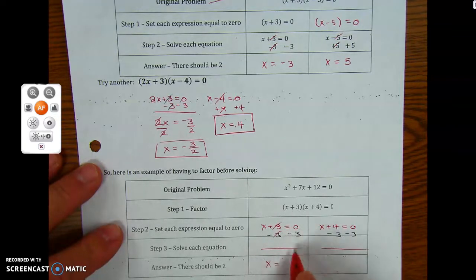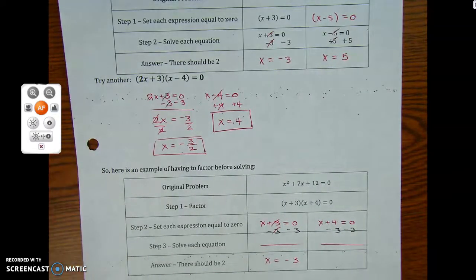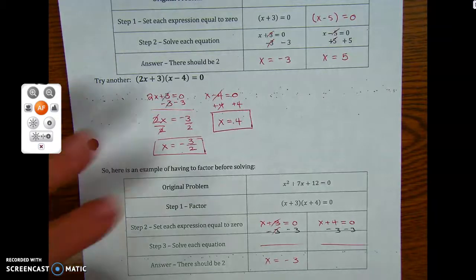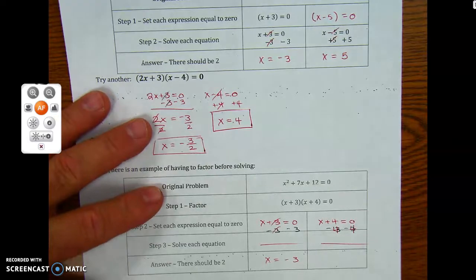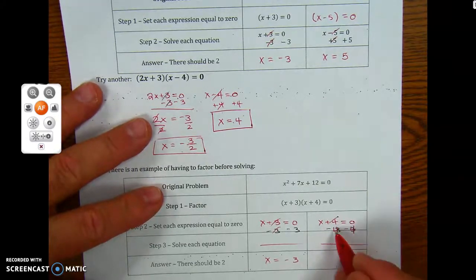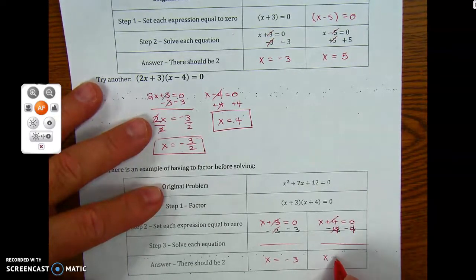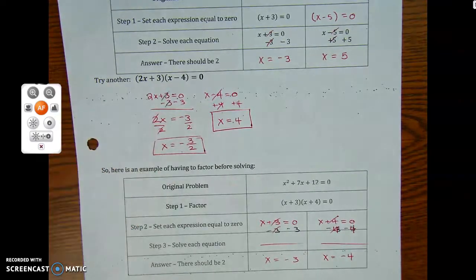So, x equals 0 minus 3, that's -3. And, oops, sorry. What a silly mistake that was. This should be -4, shouldn't it? Okay, fix that. X equals 0 minus 4, which is -4. All right.